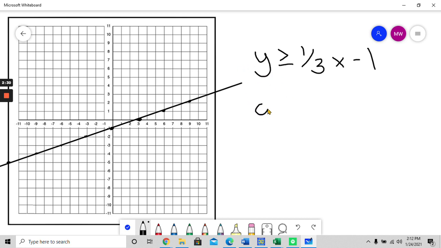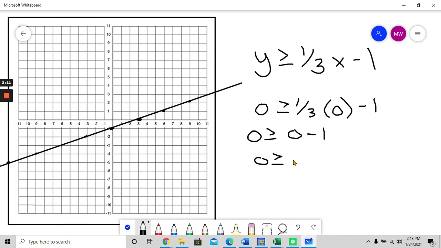So I'm going to say, is 0 greater than or equal to 1/3 times 0 minus 1? Okay, so is 0 greater than or equal to 1/3 times 0, which is 0, so that's 0 minus 1. Is 0 greater than or equal to -1? And that is a true statement. 0 is greater than or equal to -1, which means 0, 0 is included in the solution.